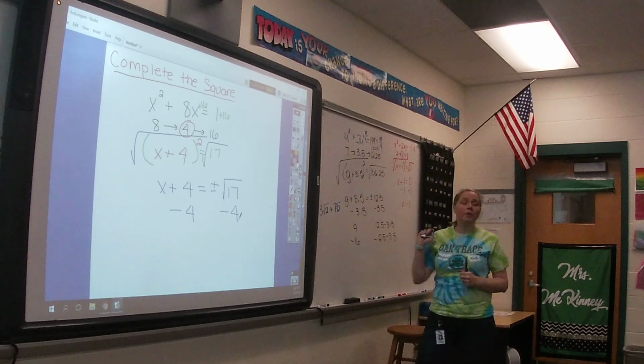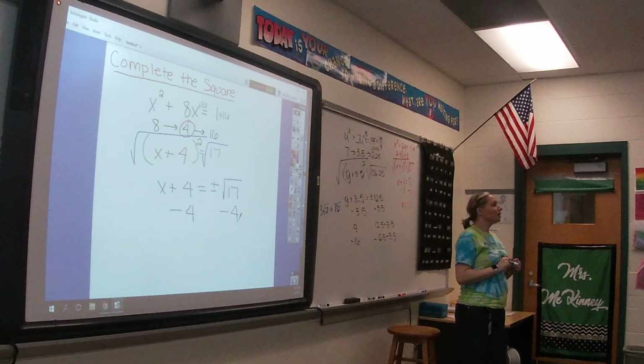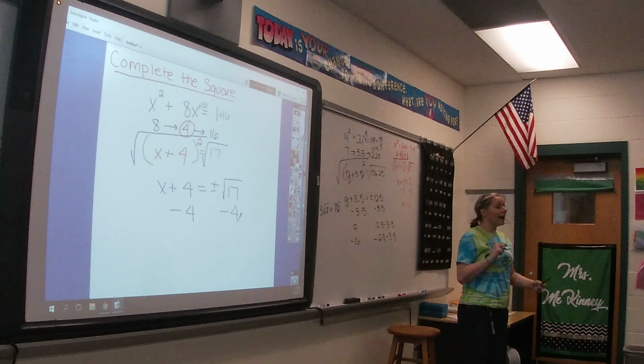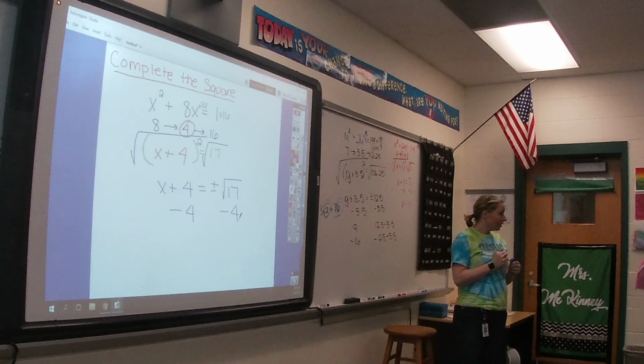Can I add 3 square root 2 plus 7 square root 2? Yes. What does that turn into? 10 square root 2, right? I can add them because they have a matching label. But you can't add the 4.